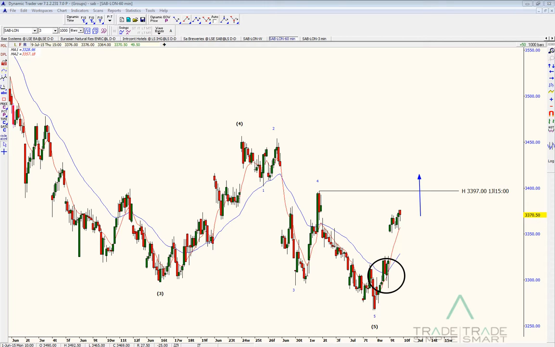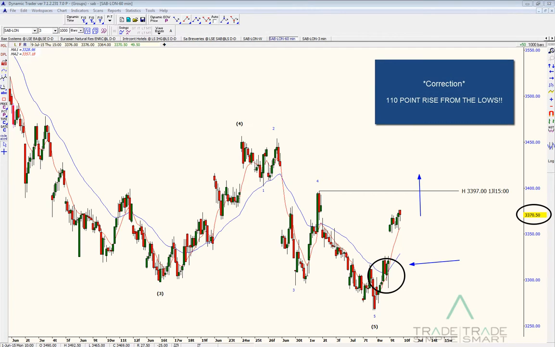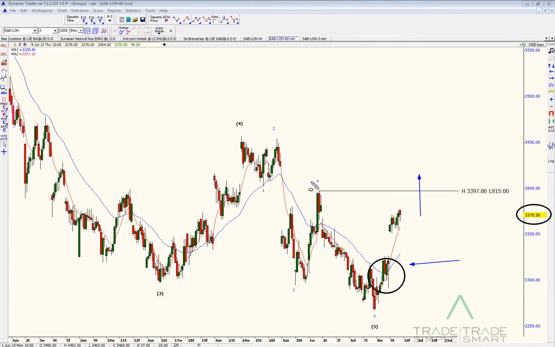So we've already had the moving average cross. We have the market trading at 33.70, so 10 points off of the low from the zone. So for a high probability trade, we want to see the market trade through the wave 4 of 5 high of 33.97.